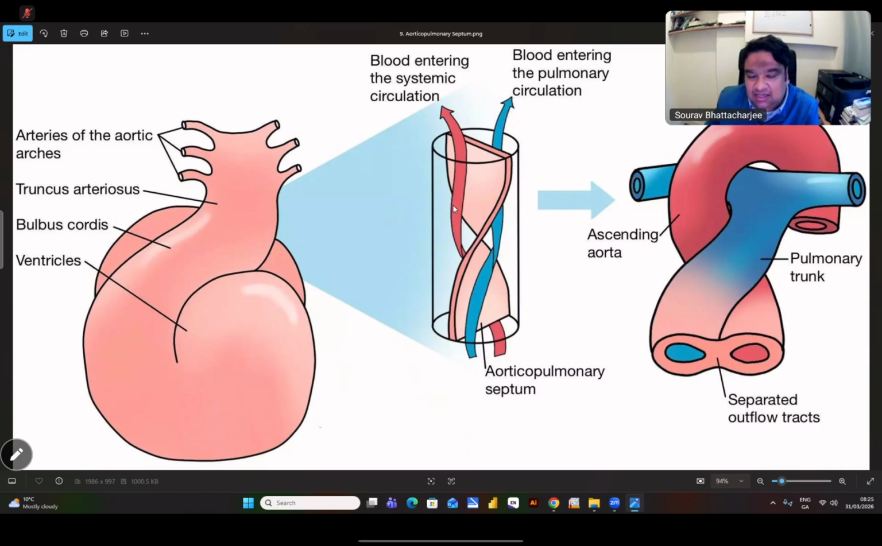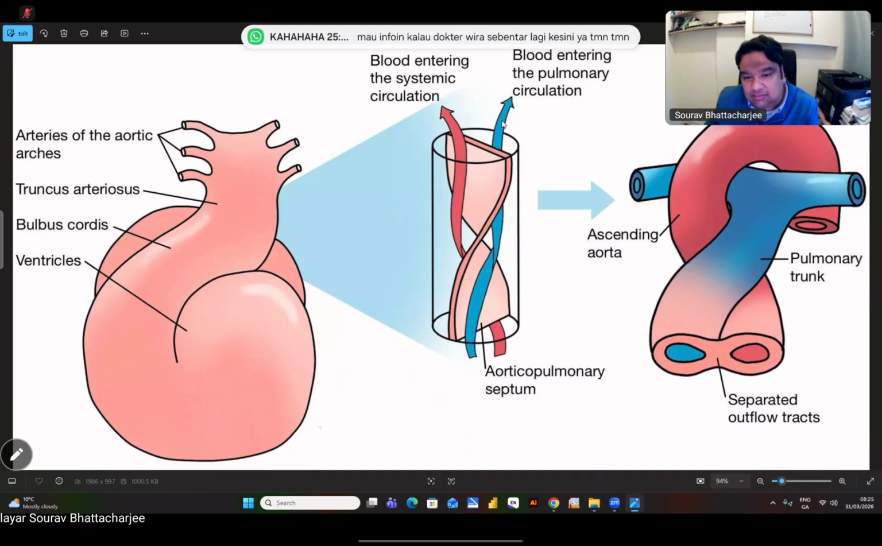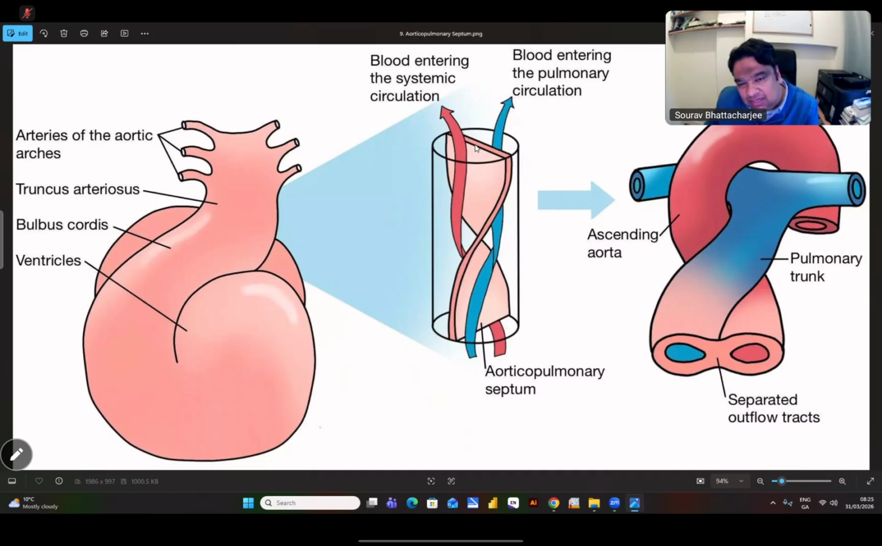This is a very nice diagram. The red arrow will typically show you the arterial or oxygenated blood, and the blue arrow will show you the deoxygenated blood. So it starts from here, and what will happen is a septum will develop that will divide this single tube into two separate conduits, one for the oxygenated blood, another for the deoxygenated blood.